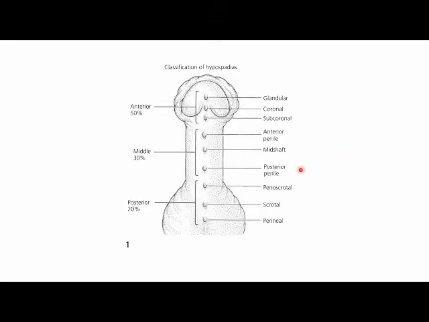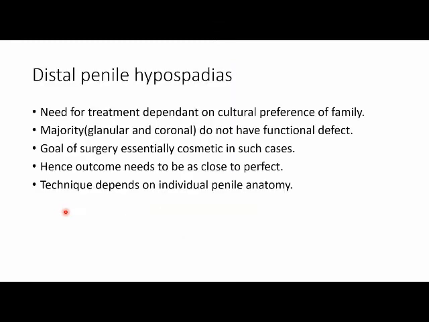And you see the classification of the hypospadias. The distal penile hypospadias includes glandular hypospadias, coronal, subcoronal, and also anterior penile hypospadias, which accounts for almost 60 to 70% of the total number of cases when compared to proximal hypospadias. Today's class will be more oriented towards surgical options for distal penile hypospadias, and the proximal penile hypospadias surgery will be covered in the upcoming class. Already, the anatomy and embryology was covered in the previous class.